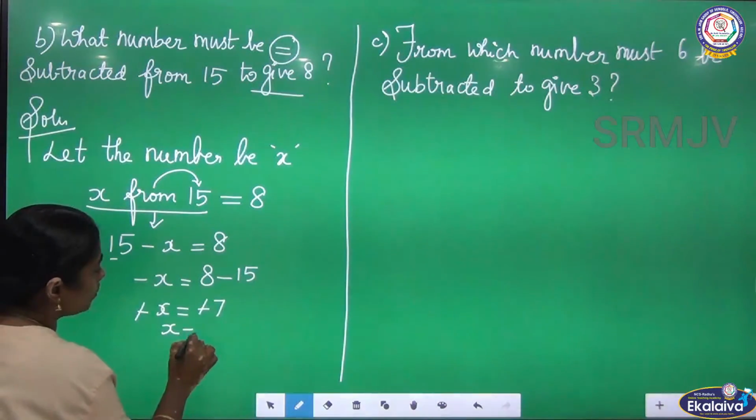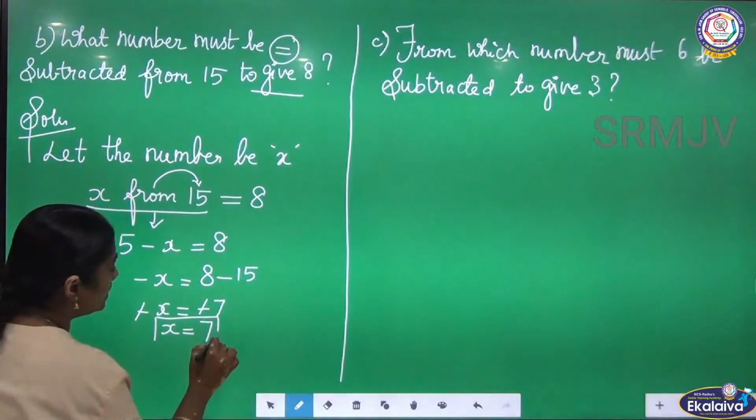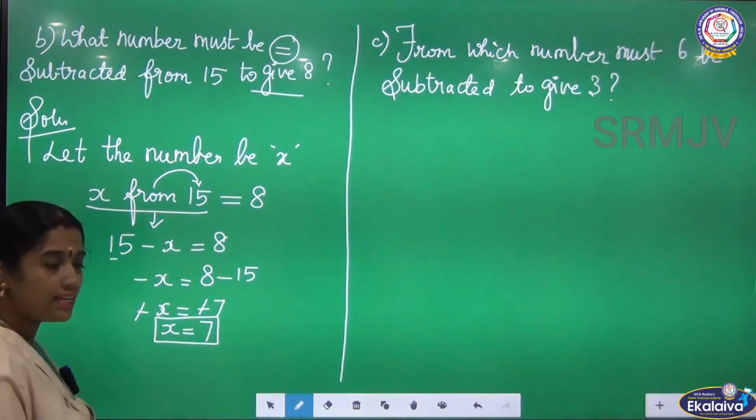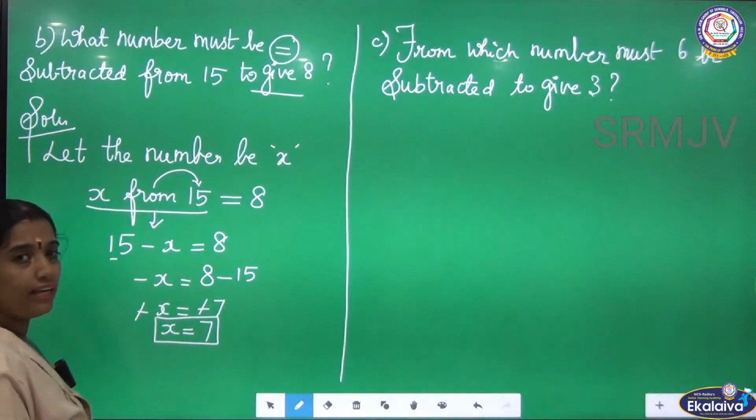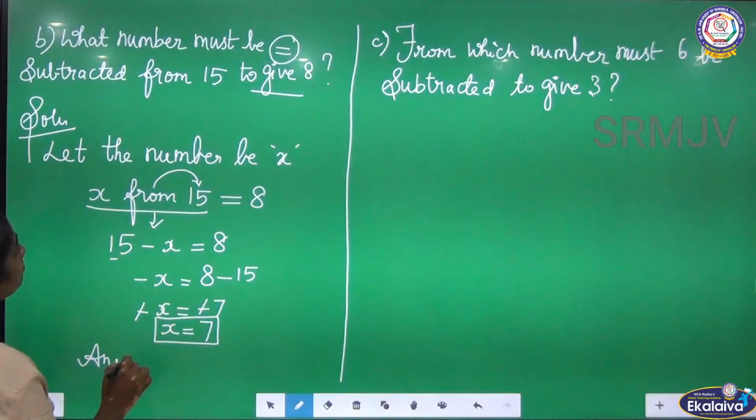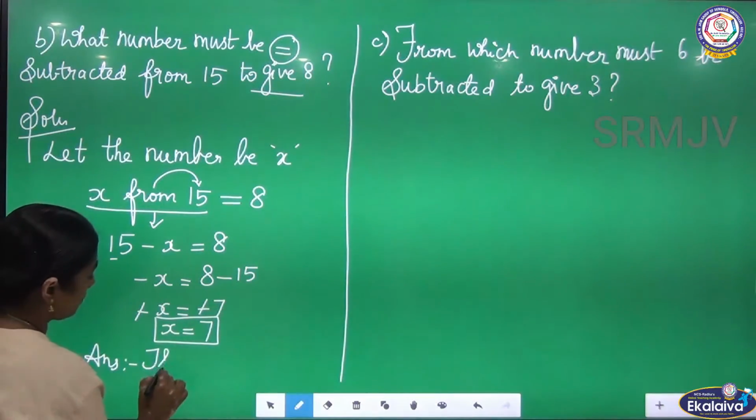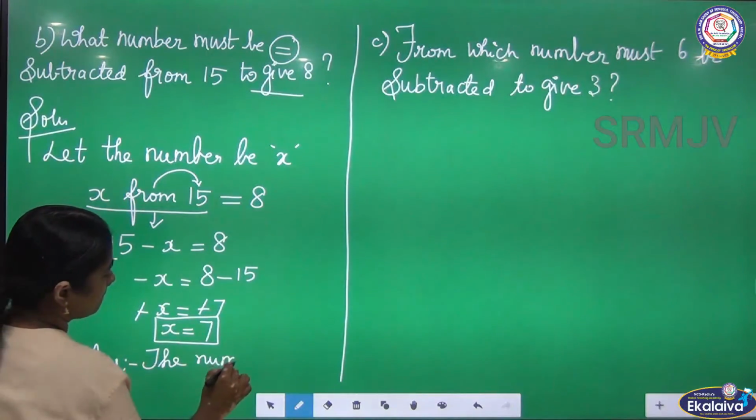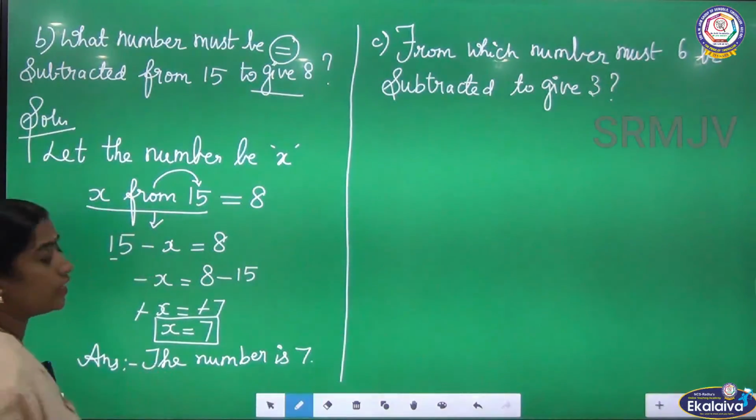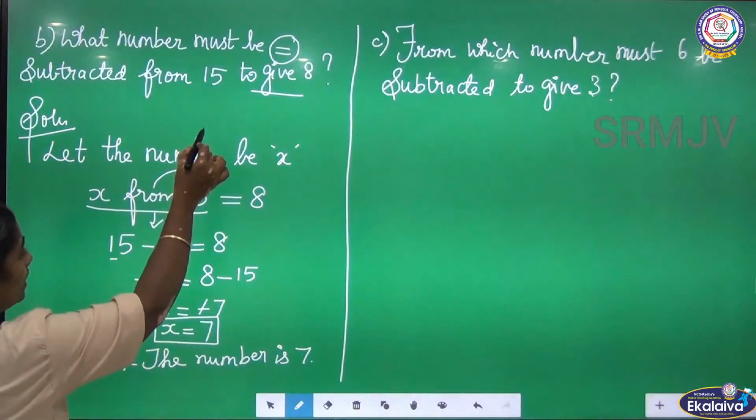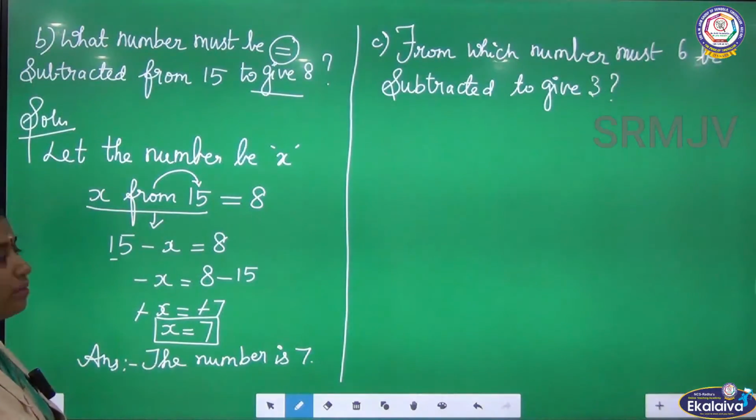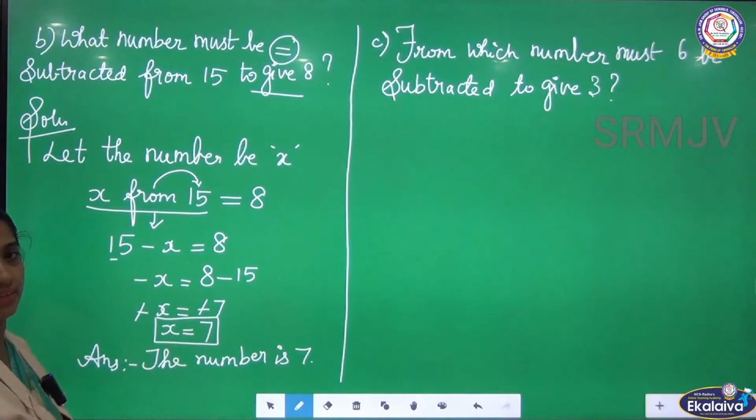So x is equal to 7, because both the sides are minus. The two minuses get cancelled, and what is my x value here? 7. Now we are going to write the answer. The number is 7. Can you clear this, children? According to the question, I am just framing the equation and then solving this equation.